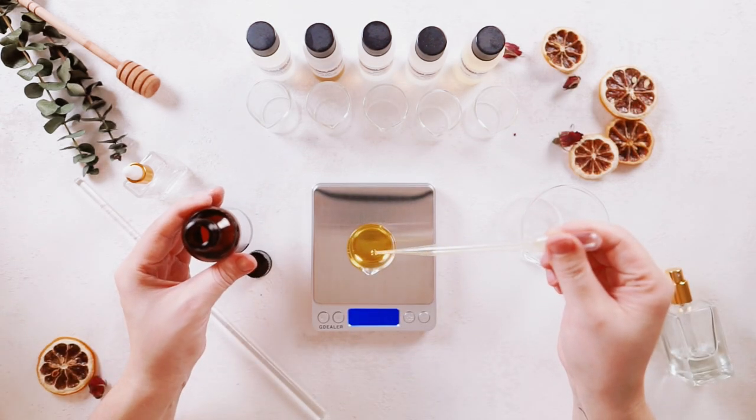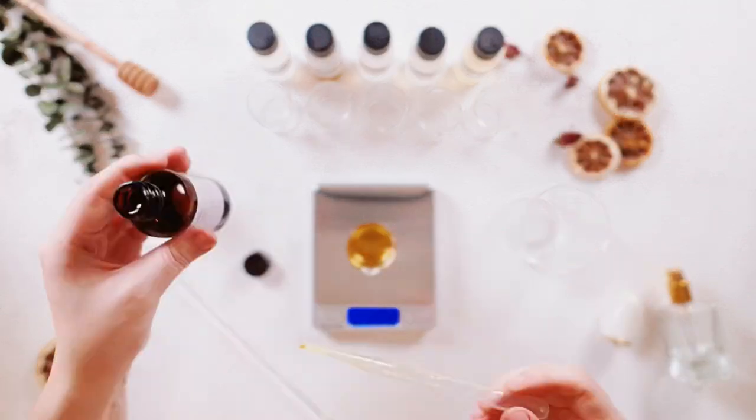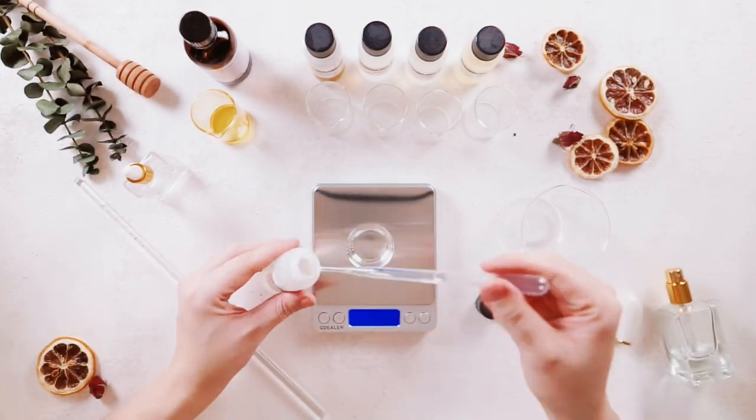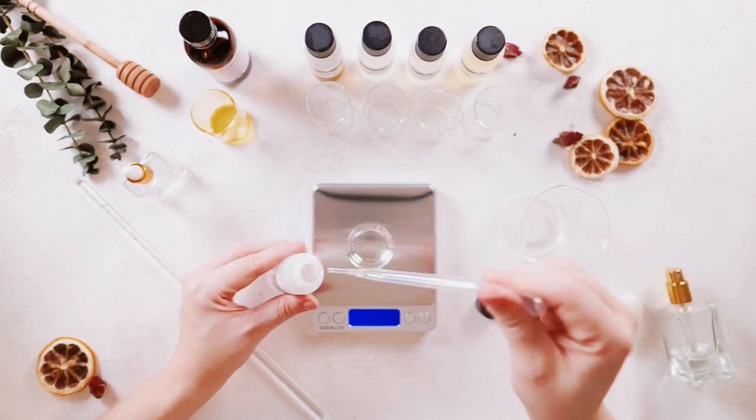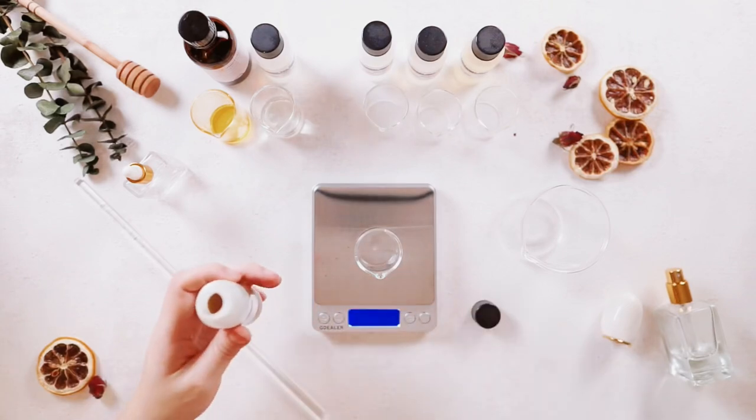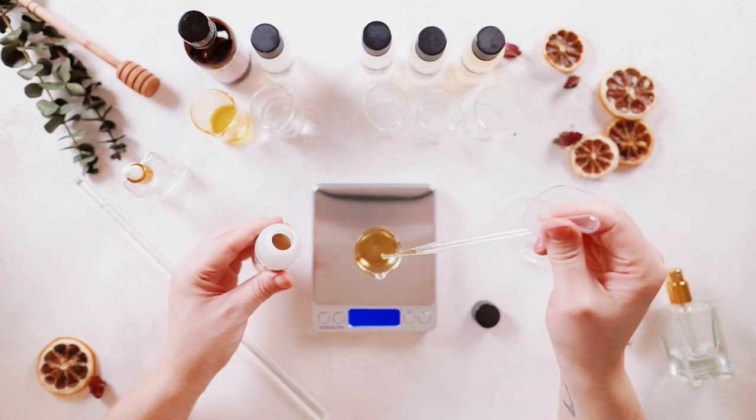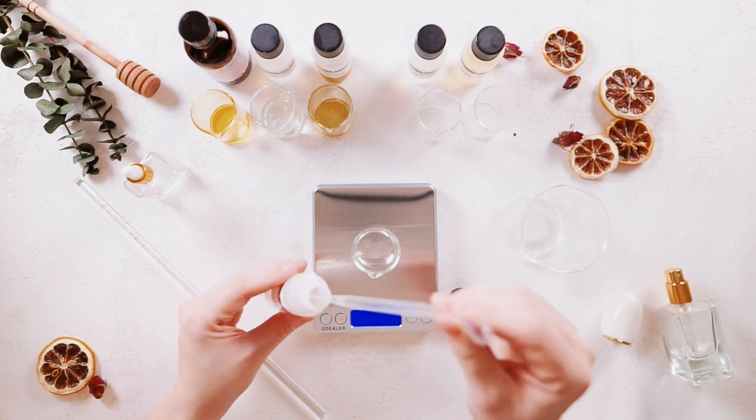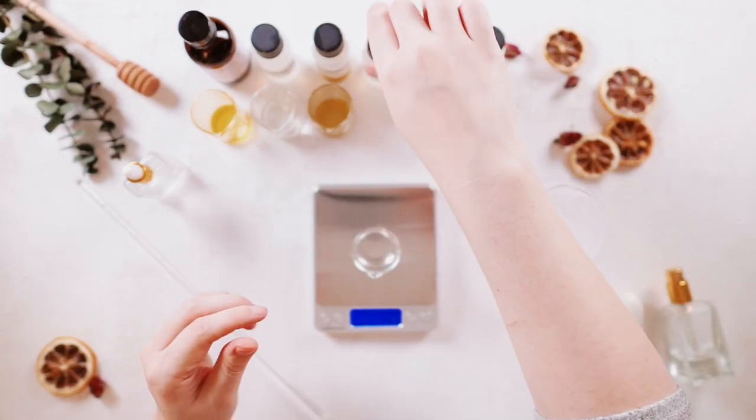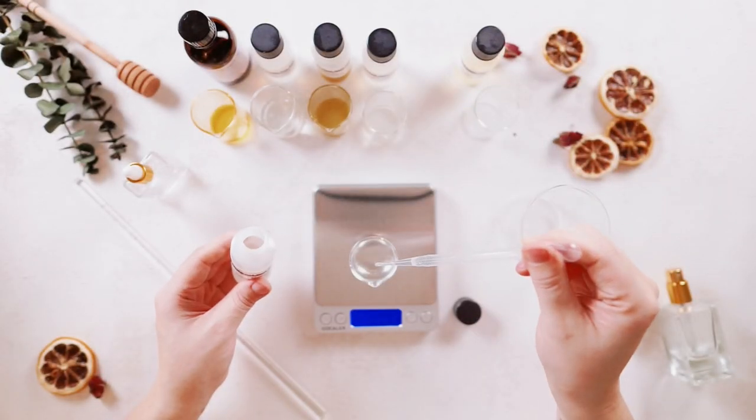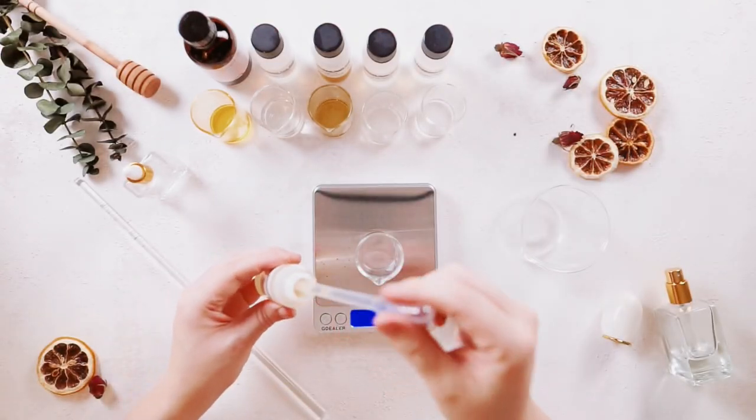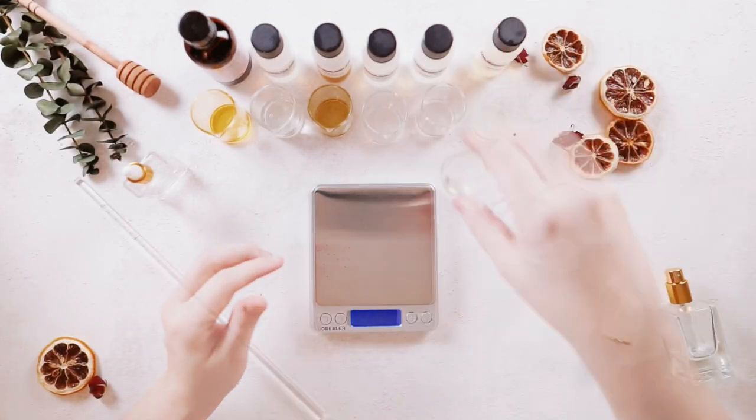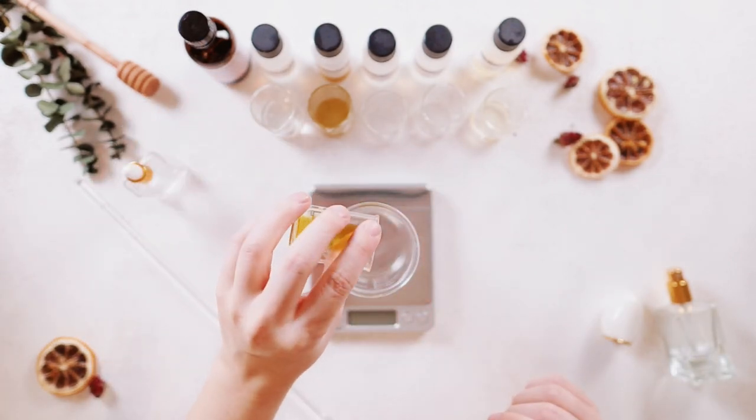Just counting drops probably sounds like a good idea to some of you now that math got involved, but unfortunately, if you do count drops, you will end up with a recipe you cannot replicate, or worse, it will not smell the same once you convert it to a larger batch. Human error is inevitable when counting drops. Now that that is done, I'm going to mix all of these oils together and stir.